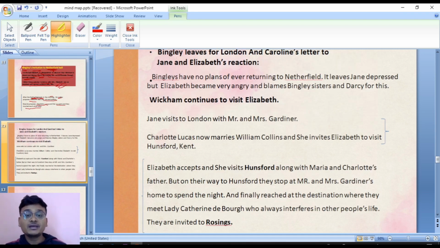Now what happened? One day, suddenly Bingley leaves for London, and Caroline's letter to Jane. And what was Elizabeth's reaction? One day Jane came to know that Bingley was going back to London, and a few days after that Caroline's letter comes to Jane. And what was the reaction of Elizabeth when Bingley leaves for London? Bingley leaves for London.